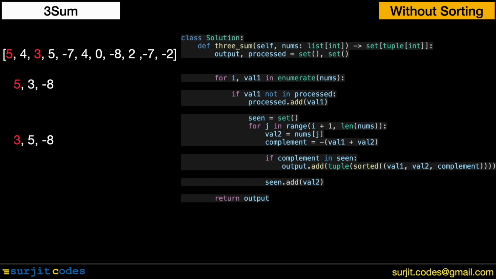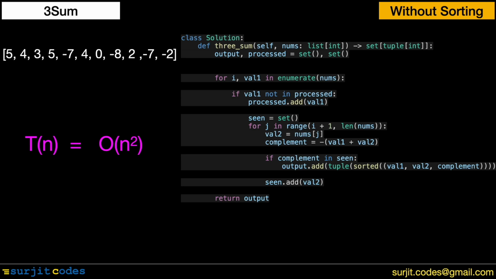It may be noted that triplet 5, 3, -8 obtained when number 5 was the pivot is same as 3, 5, -8 obtained when 3 is the pivot. So we sort the triplet before adding it to the output set. A set cannot save duplicates, so both of these will be saved once only as a tuple in the sorted order, that is -8, 3, 5. This brings us to the end of the program. For detail on hashing, please refer to my video on toSum using hash.